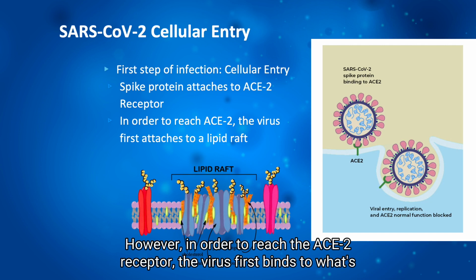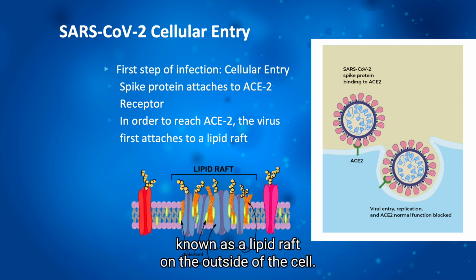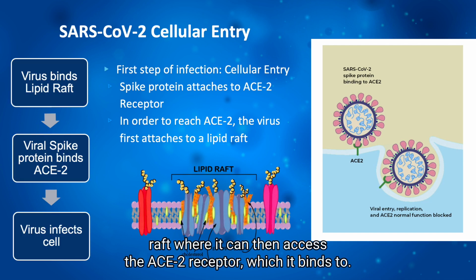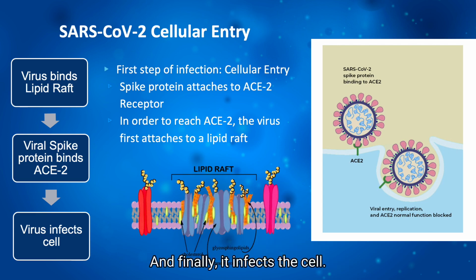However, in order to reach the ACE2 receptor, the virus first binds to what's known as a lipid raft on the outside of the cell. So, first the virus binds to the lipid raft, where it can then access the ACE2 receptor which it binds to, and finally it infects the cell.